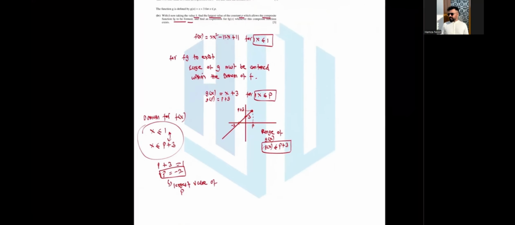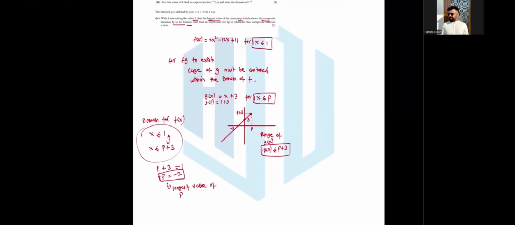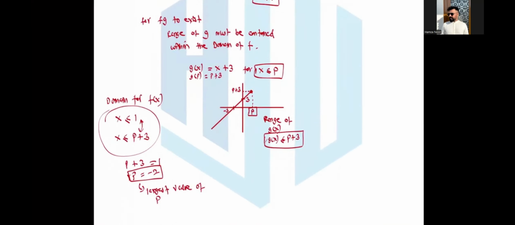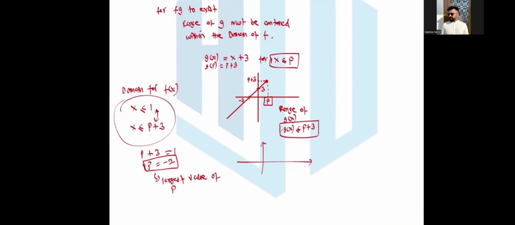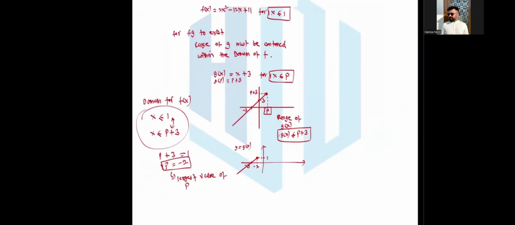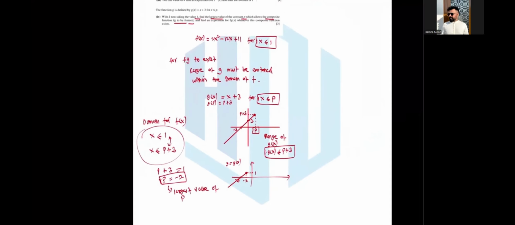Now what we need to do is find f of g(x) as well. As I mentioned earlier, p was unknown initially, so I kept it a positive value. However, now that we know the actual value of p, which is minus 2, the g(x) graph would look something like this. When the value of p is minus 2, the output will be equal to 1, and the x-intercept of the graph would be minus 3. So now the graph would look something like this for the g(x) function, because we have found the actual value of p. Initially, that value of p was unknown. And this is basically the greatest value of p for which the composite function fg exists.